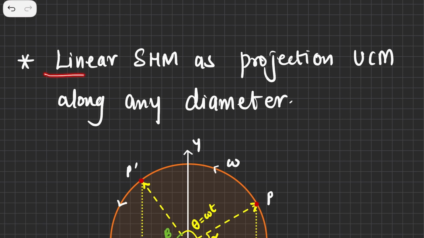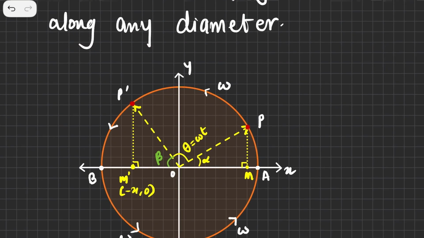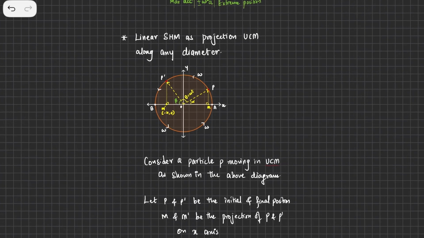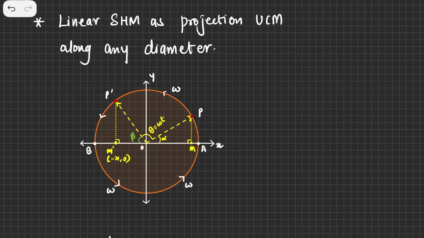Today what we are going to do is a small derivation: linear simple harmonic motion as a projection of uniform circular motion. So it's a small derivation, so I have written it entirely. Initially I would say it's a small derivation, but if you see, the derivation looks slightly bigger in the end. The reason is I have considered people who are not mathematically inclined.